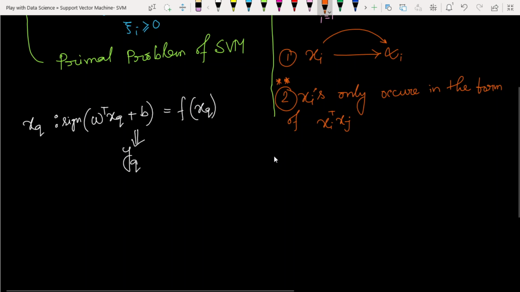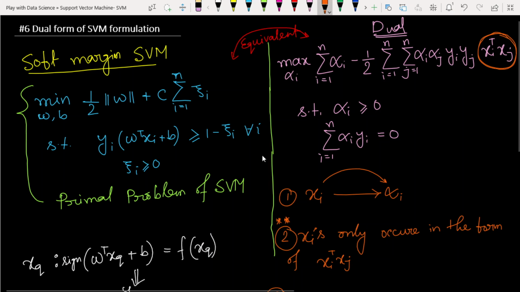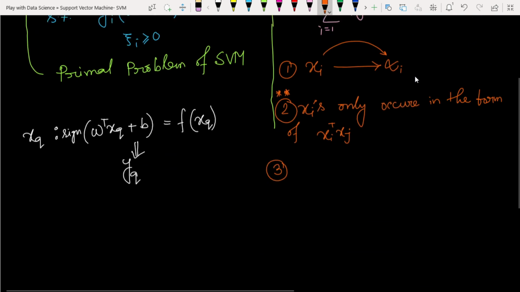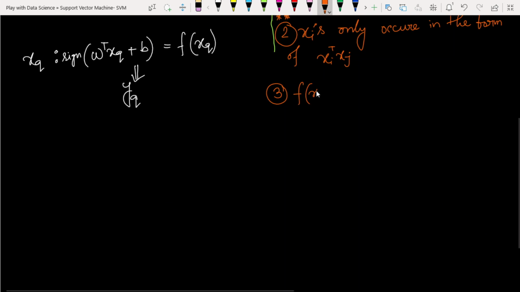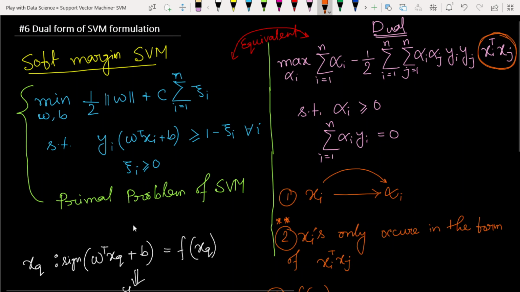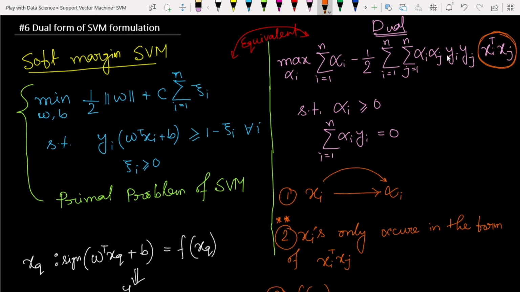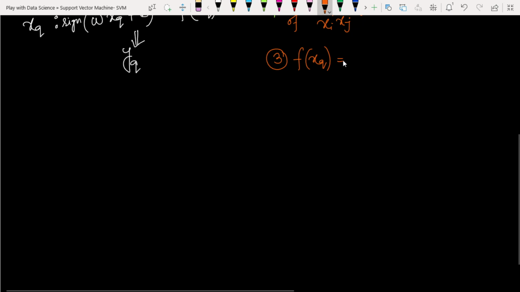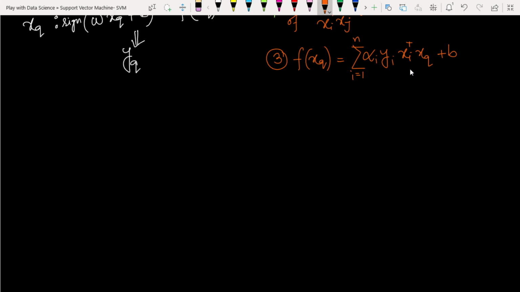Now the third thing, see the visualization. Let's look at our f of xq. In the primal problem, the sign of this expression is our f of xq, but in the dual problem, the function of our query point will be the sum from i equals 1 to n of alpha i yi xi transpose xq plus b.